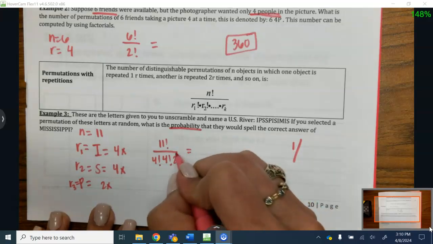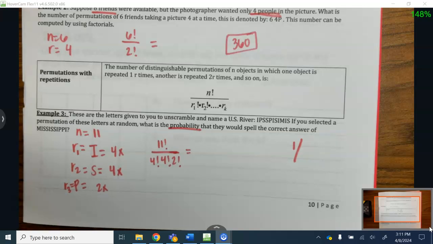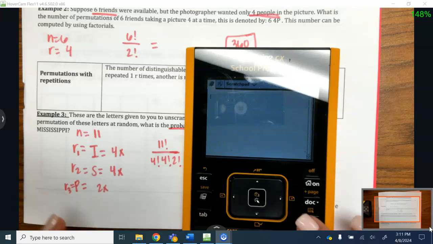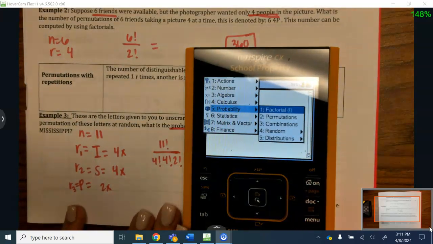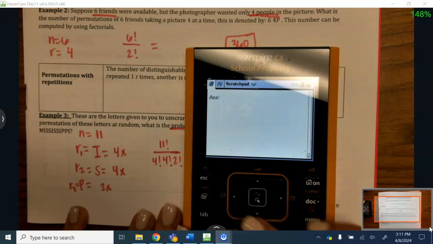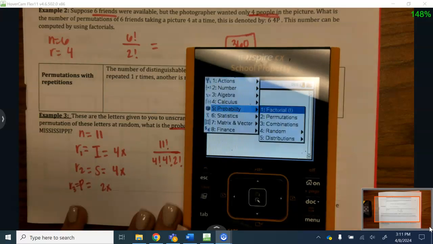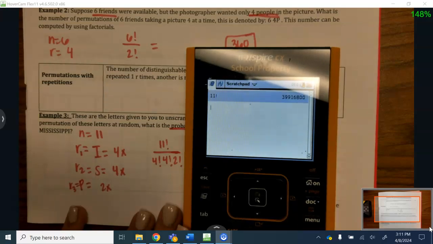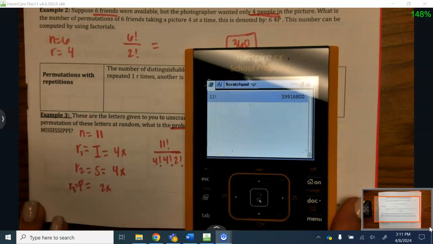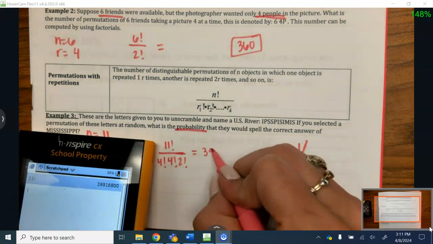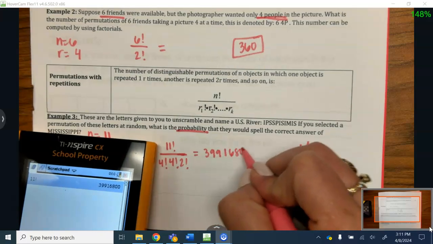Okay, so when I look at this in my calculator, you can do repetitions. You can still go to the probability menu, but I'm going to do factorials. Let's just do 11. How do we have to input it? I have to input 11 first and then do menu 5, 1. That is the factorial of 11. So I'm going to put that down in the numerator. So I have 39,916,800.